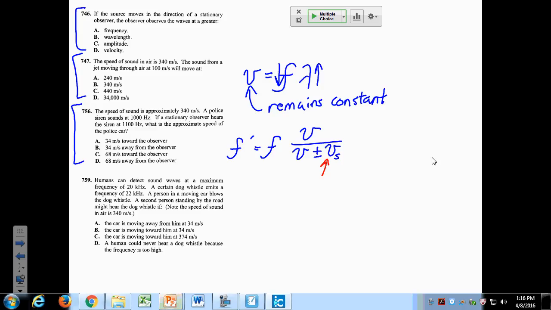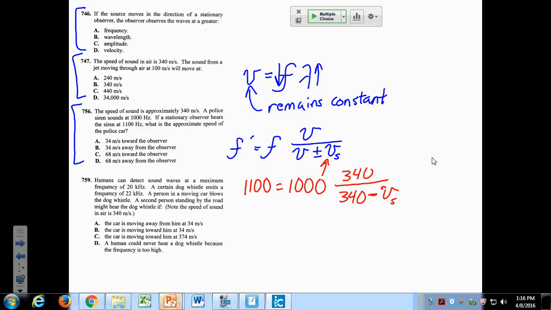I know everything else. I know that f prime is 1100 equals 1000 times the speed of the wave, which is 340, divided by 340 plus or minus Vs. Which is it going to be? Is the car moving towards or away from us? Okay, it is moving towards us. So if this is going to cause this value to get bigger, what is this going to be? Plus or minus? It's going to be a minus here, right?